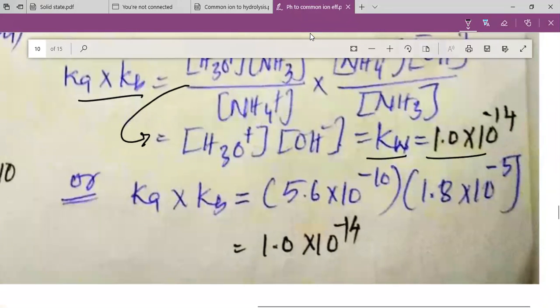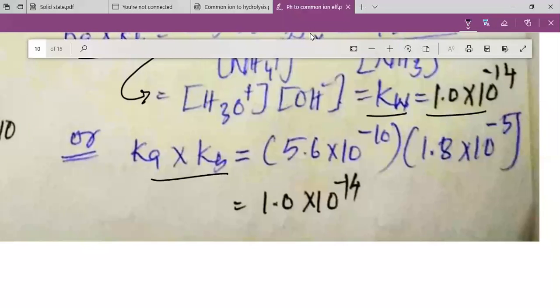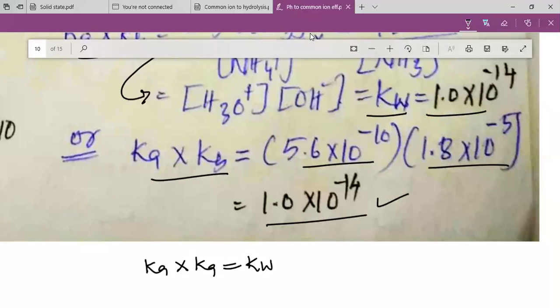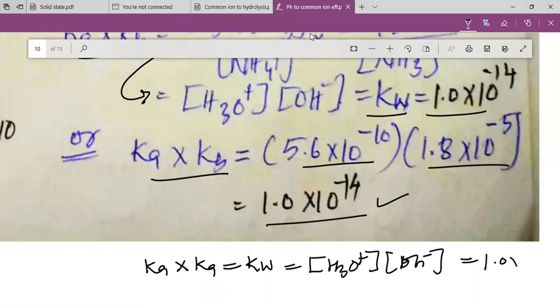So we can write it, my dear students, the values of Ka and Kb, that is 5.6 into 10 to the power minus 10 multiplied by 1.8 into 10 to the power minus 5. We even get the same answer for this, and that is 1.0 into 10 to the power minus 14. So now we can write that the product of Ka and Kb is nothing but Kw, which is equal to the concentration of H3O plus multiplied by the concentration of OH minus, and for that we can write the numerical value 1.0 into 10 to the power minus 14.